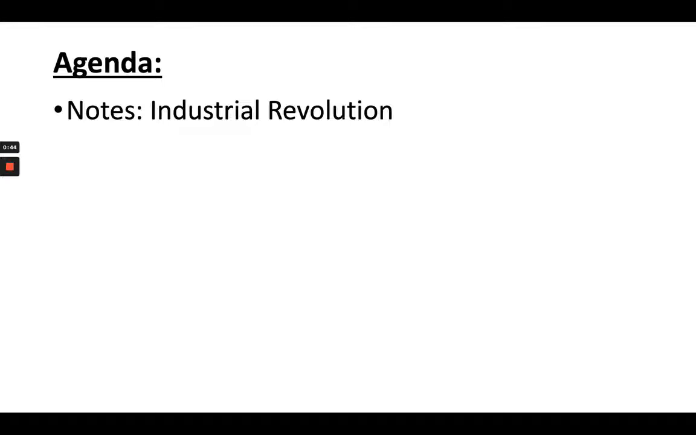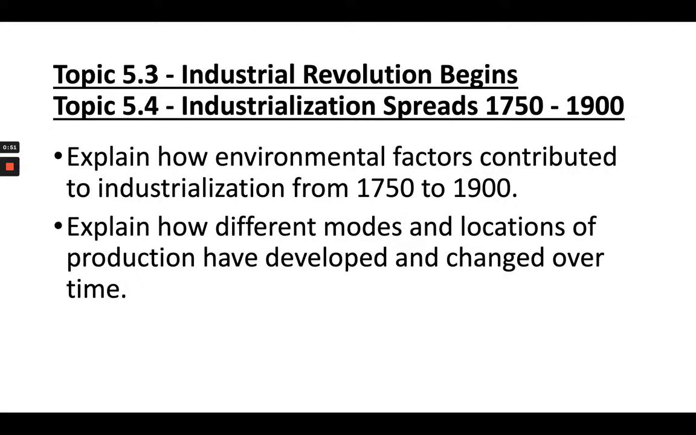The Industrial Revolution, its beginning is our topic for today. This aligns with our AP topics 5.3 and 5.4. And we will be looking specifically at how environmental factors contributed to industrialization and how different modes and locations of production developed and changed over time. This should be ringing a lot of bells for you as we move forward.